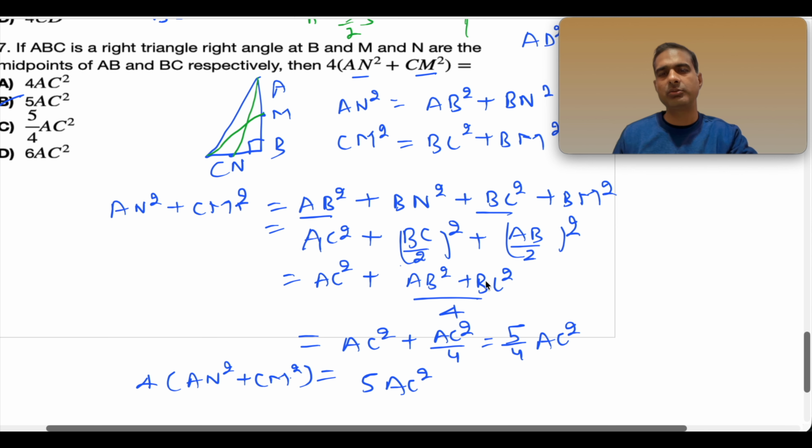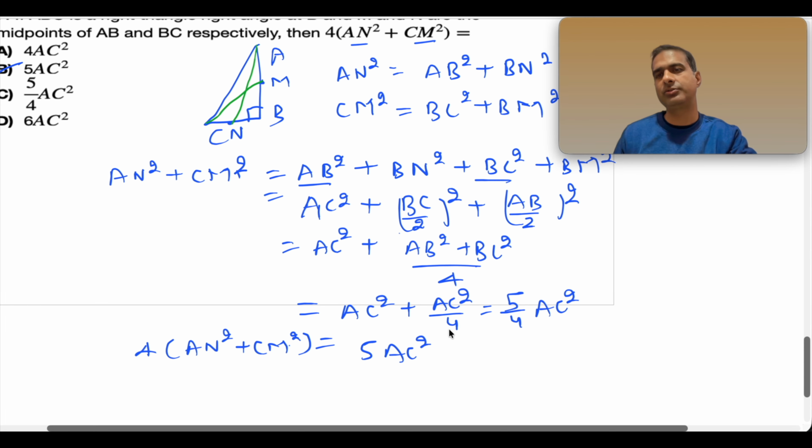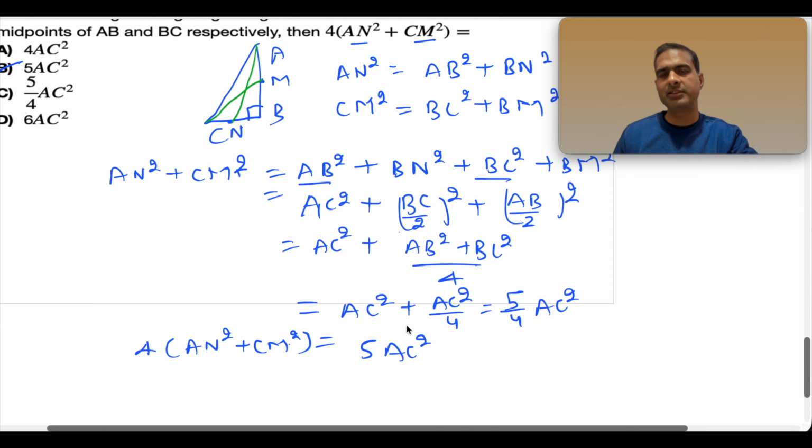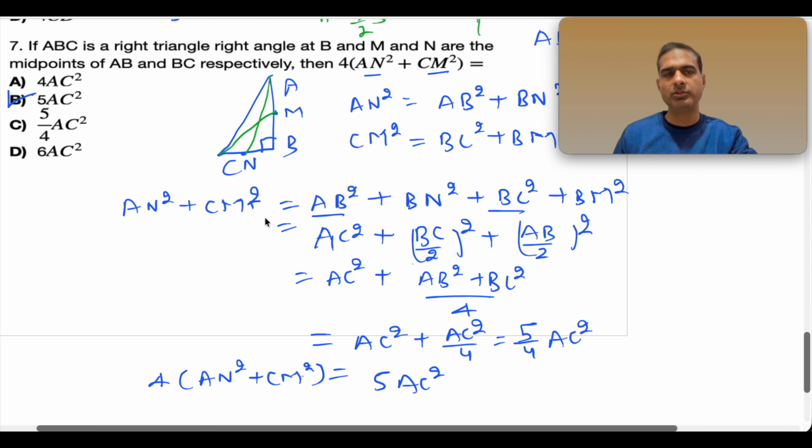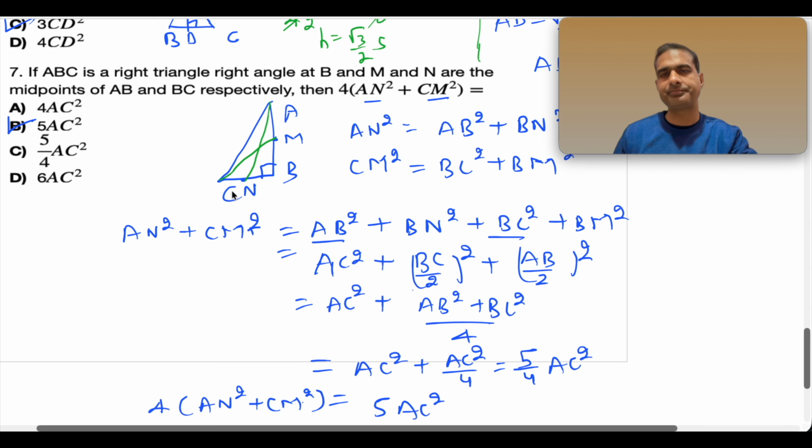Now again we use the concept that AB square plus BC square will be AC square. So we got AC square plus AC square by 4, which came out to 5 by 4 AC square. We multiplied by 4 to the left hand side. So 4 times (AN square plus CM square) is equal to 5 AC square. So option B will be our answer.